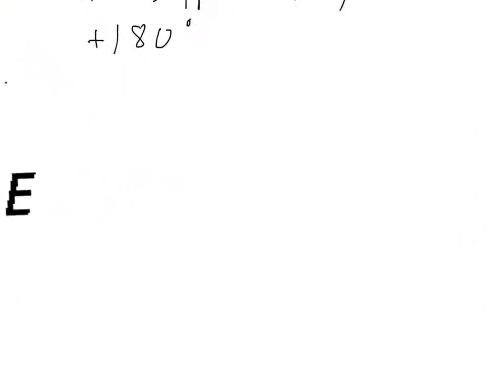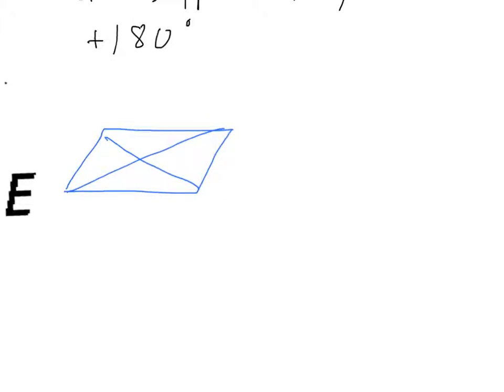Okay, the next one, if you have a parallelogram and you draw diagonals down the middle, then its diagonals will bisect each other. So write down diagonals bisect. Okay, so diagonals bisect each other.